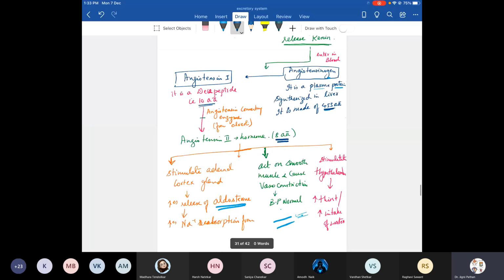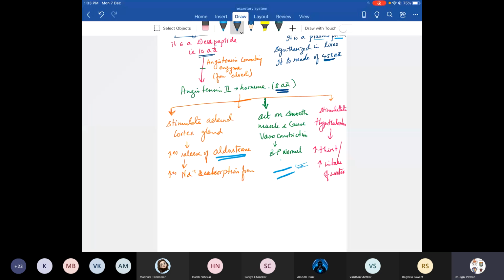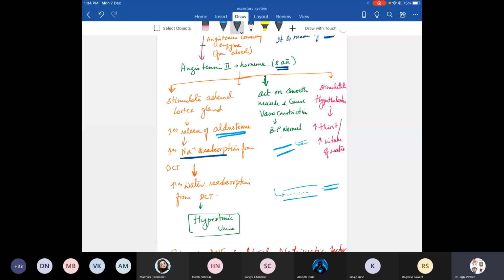Now, this angiotensin 2 performs three ways to conserve the water. First way: what does it do? It stimulates the adrenal gland. In the adrenal gland, if you remember, there is release of aldosterone hormone. So when aldosterone hormone is released, there is more reabsorption of sodium. When there is more reabsorption of sodium, there is more water reabsorption from the DCT. So you are getting hypertonic urine, thus you are preserving the water.